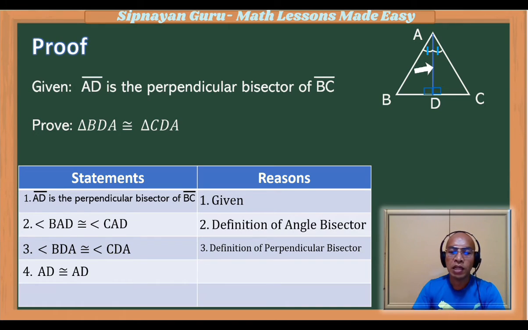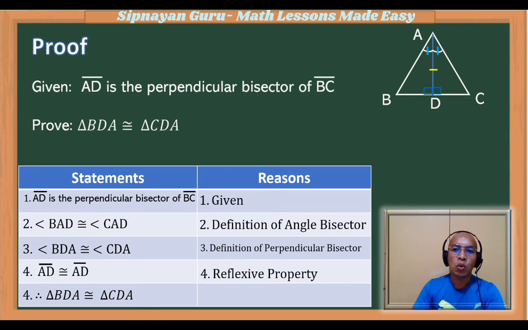We need to establish that one side of these two triangles are congruent. This side AD is the common side of these two triangles. By the reflexive property, we establish that this side is equal to itself. So since these two angles and the included sides of these two triangles are congruent, now by virtue of the angle-side-angle postulate, this statement is true.